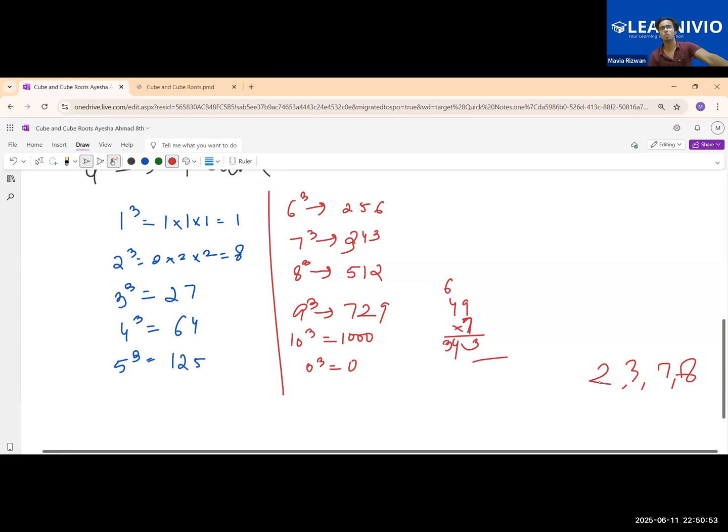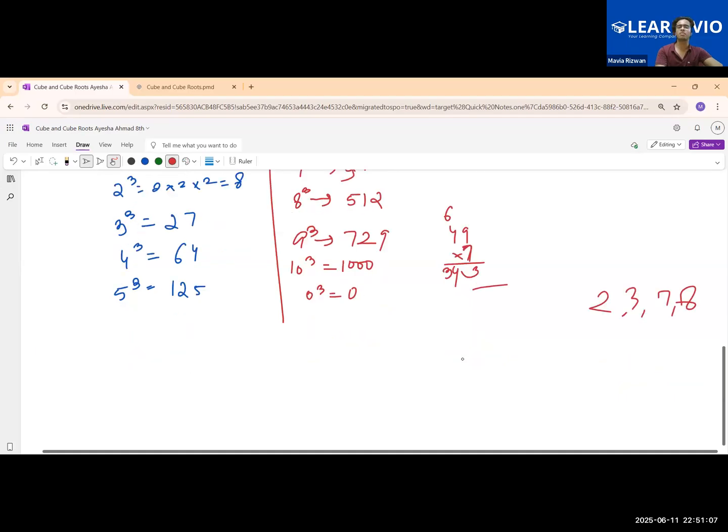But here in cubes and cube roots, there is not any number that we can directly say is not a perfect cube. We have to check it. But we can say that if a number has an even number of zeros, then that number might not be a perfect cube. Okay, I'll tell you further.